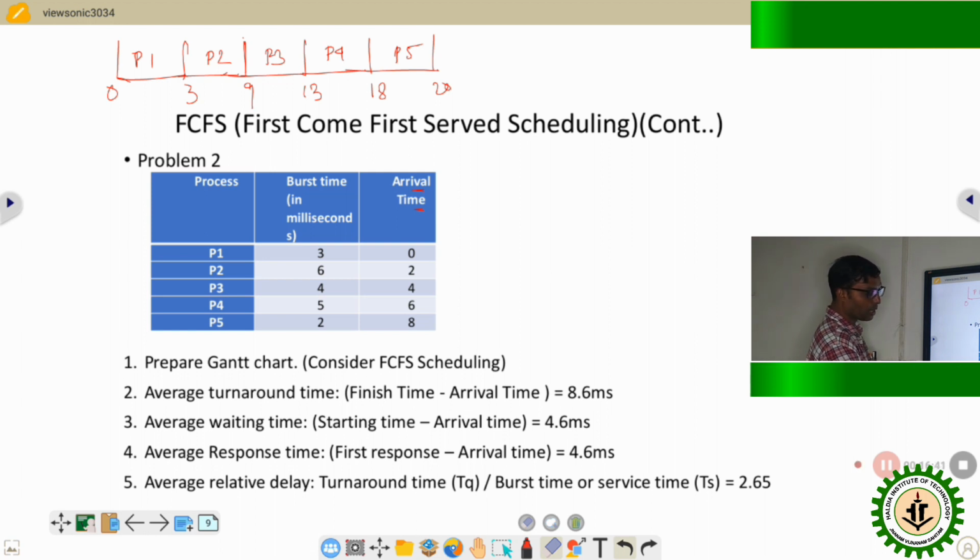Now, average turnaround time, that is, we can see that 8.6. So finish time minus arrival time. Process P1 finish time is 3 and arrival time is 0. So P1 is 3. For process P2, finish time, how much? Finish time is 9 and arrival time is, sorry, arrival time is 2, that is 7.